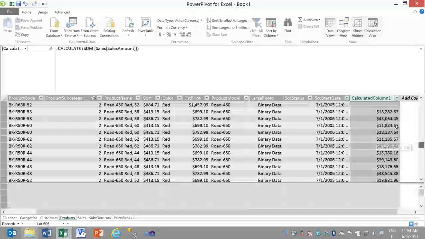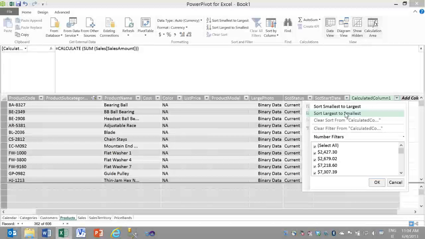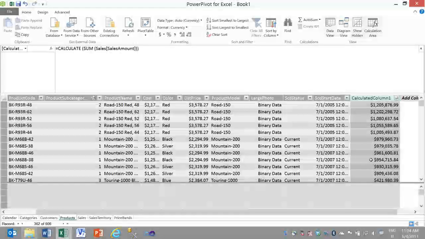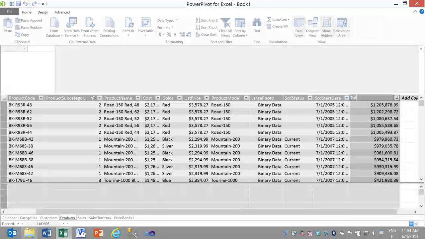It seems empty, but in reality there are numbers there. It's just that a lot of products don't sell anything. So we sorted by largest to smallest so that we see some number. And we rename this column as total sold.